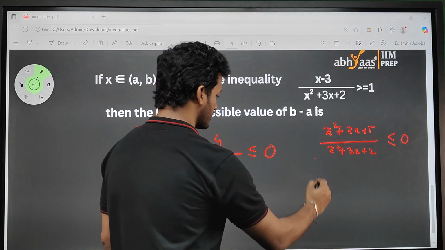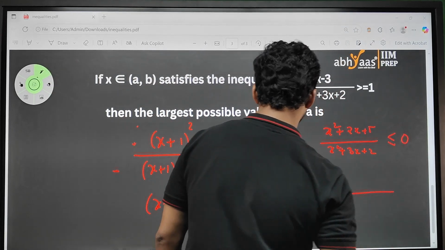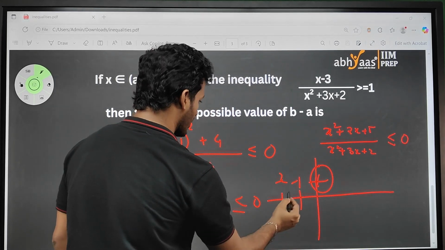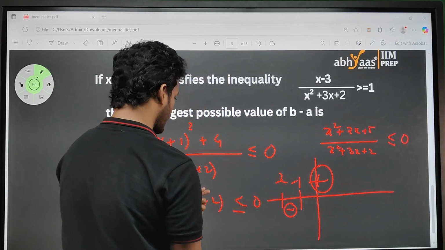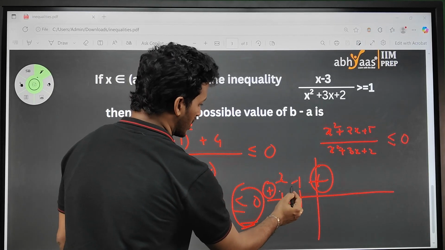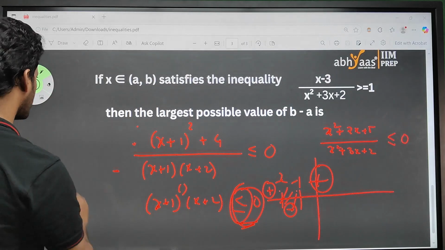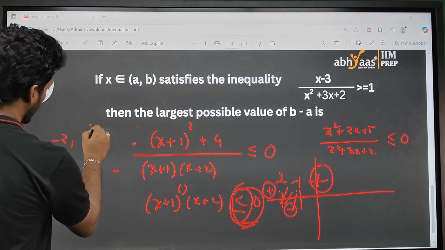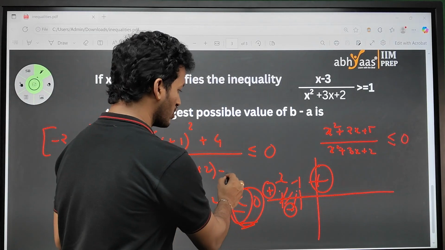That means what are the limits? Critical points, minus 1, minus 2. Rightmost, this one would be positive, and minus 1, its power is an odd number, so this converts into minus, and minus 2, it will convert into positive. Now my question is about this one. So the answer lies in this. It is less than or equal to 0, that means it is not that strict. So minus 2 to minus 1, which are open. But this cannot be equal to 0. The denominator cannot be equal to 0.